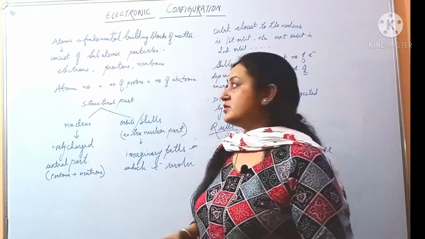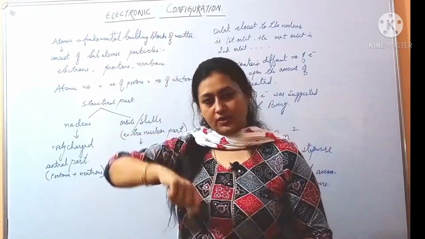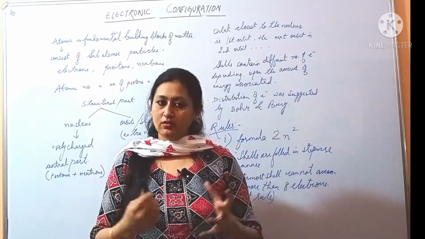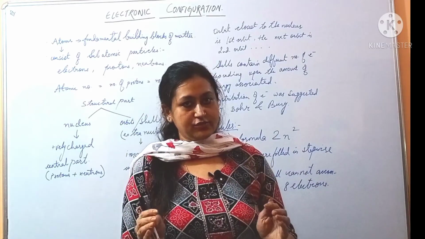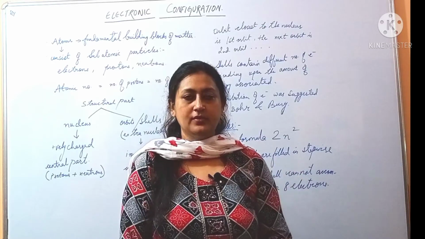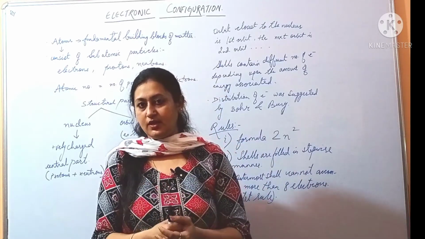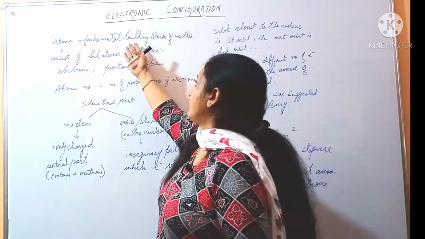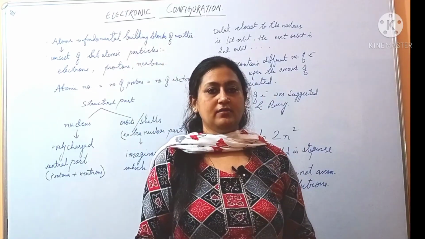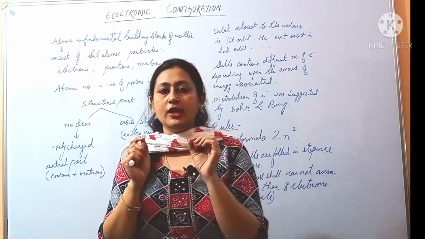Today's video is about the electronic configuration. Now, what is electronic configuration? It is nothing but the distribution of electrons in an atom, the accommodation of electrons in an atom. Okay, what's an atom? Atom is the fundamental building block of matter, the smallest particle of any element.